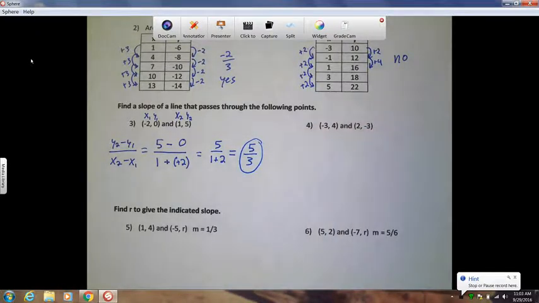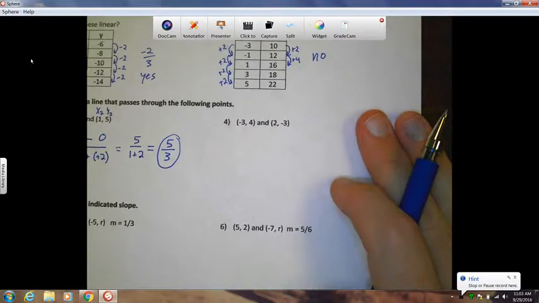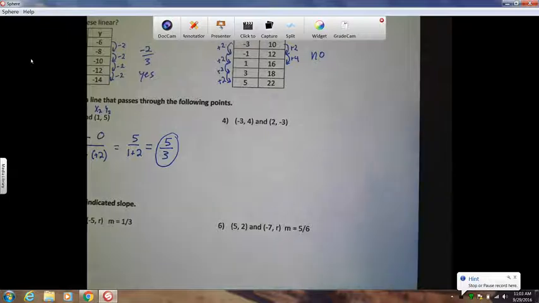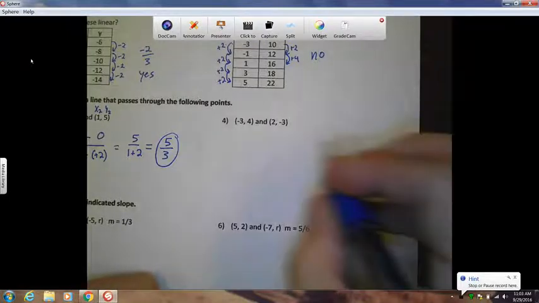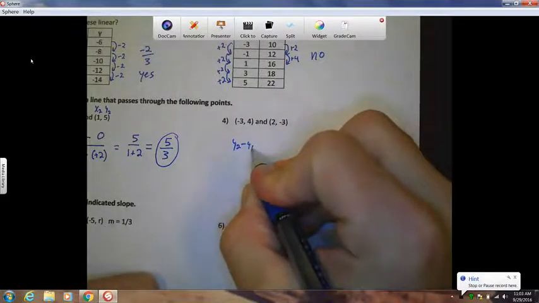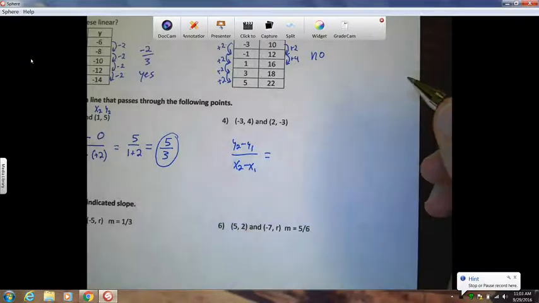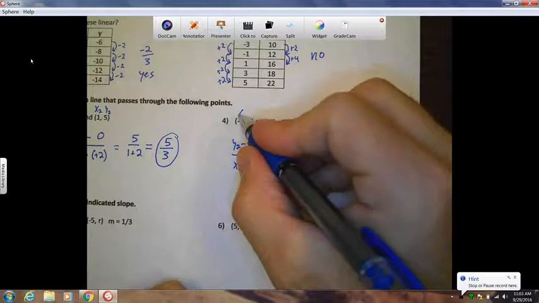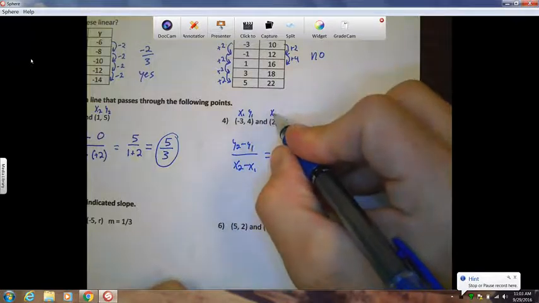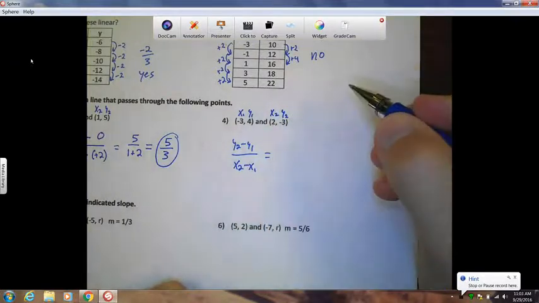Okay, let's look at number 4. Find the slope. Well, I want to write my formula. Got to have that memorized. Then I'm going to label my points. So it's just plugging numbers into the points. Don't make it too complicated. It's just 2 subtraction problems.